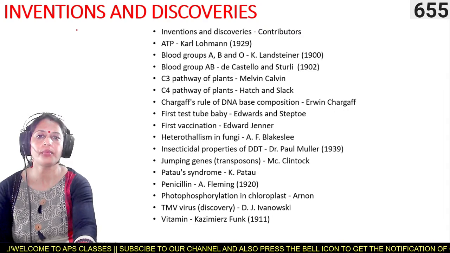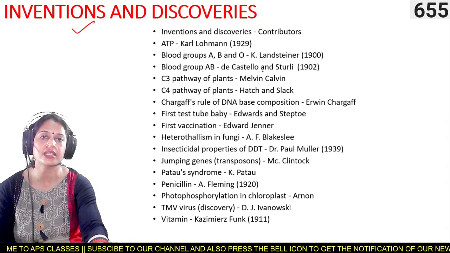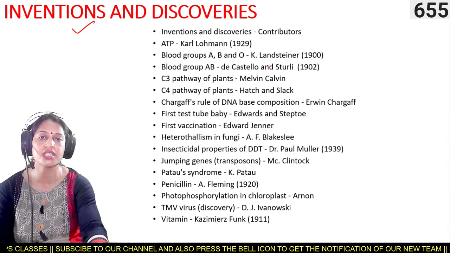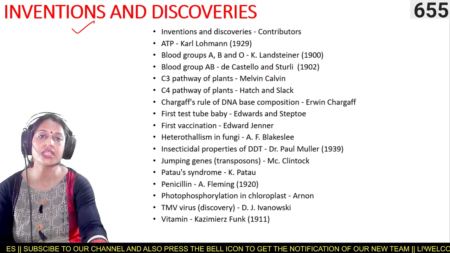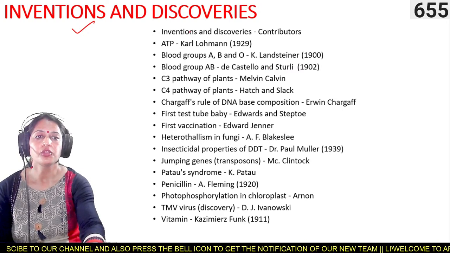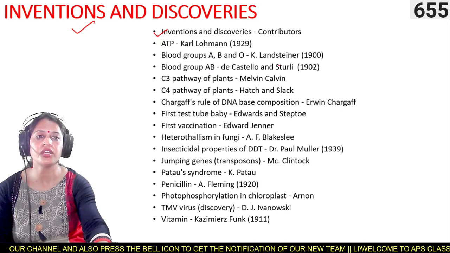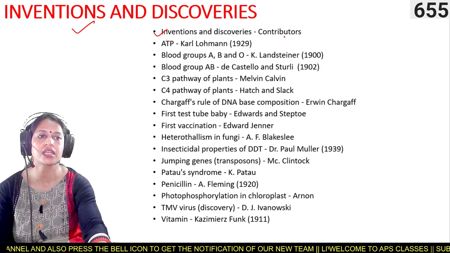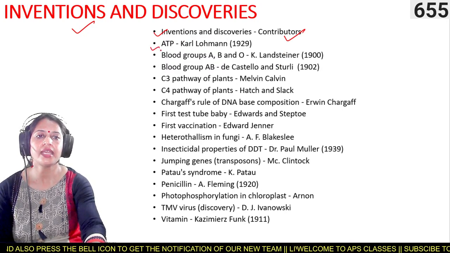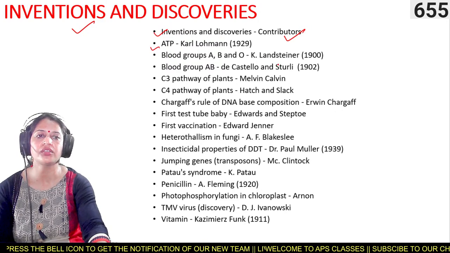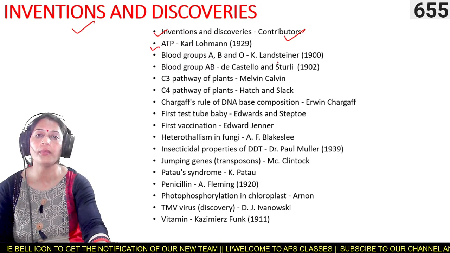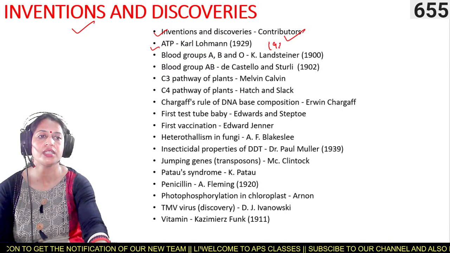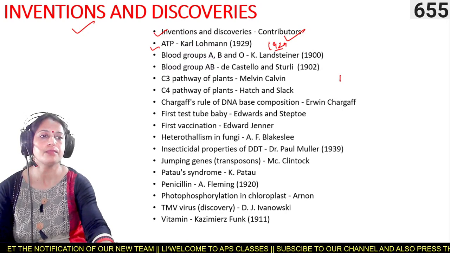Next important topic is inventions and discoveries. What inventions have there been and what discoveries were made? The first is inventions and discoveries, that is contributors. Next is ATP, adenosine triphosphate, Carl Lohmann, in 1929.